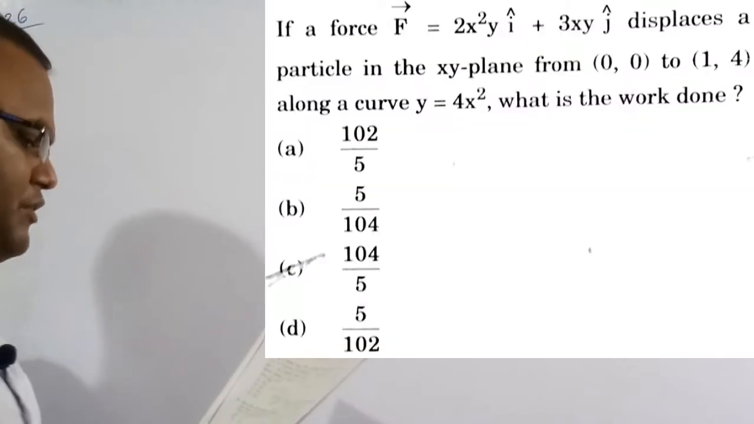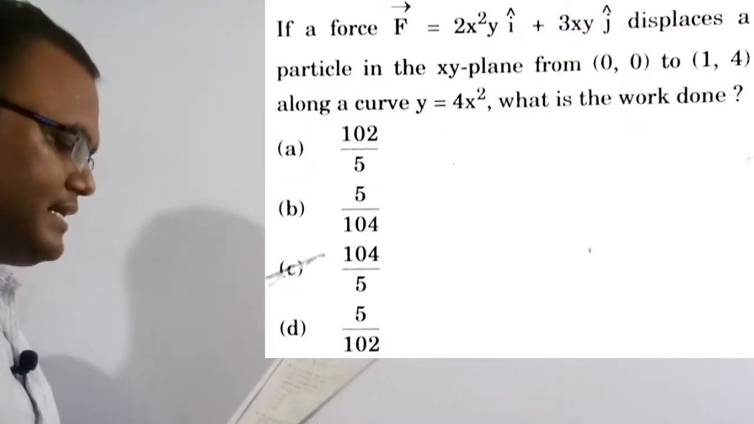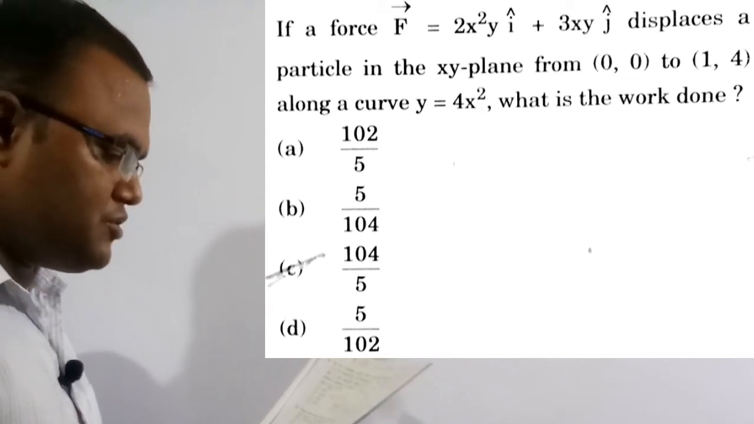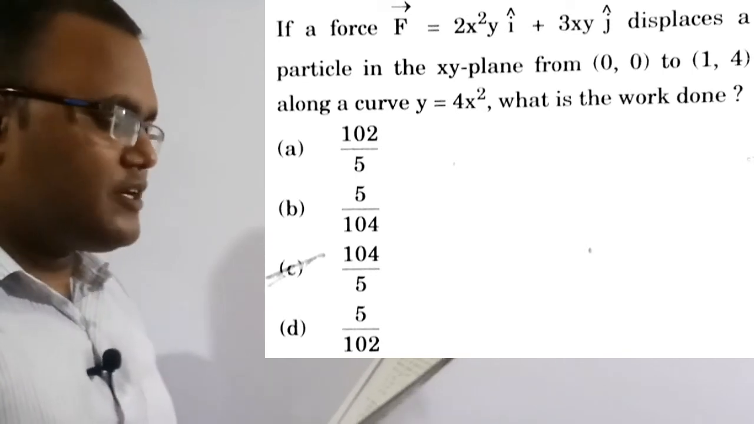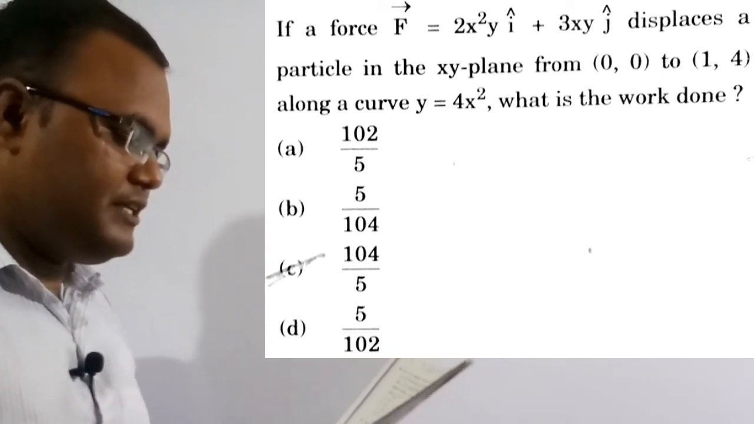So now we are going to solve the 26th question. See the question here. If a force F bar is equal to 2x square y i cap plus 3xy j cap displaces a particle in the xy plane from (0, 0) to (1, 4) along a curve y is equal to 4x square, what is the work done? We need to figure it out.